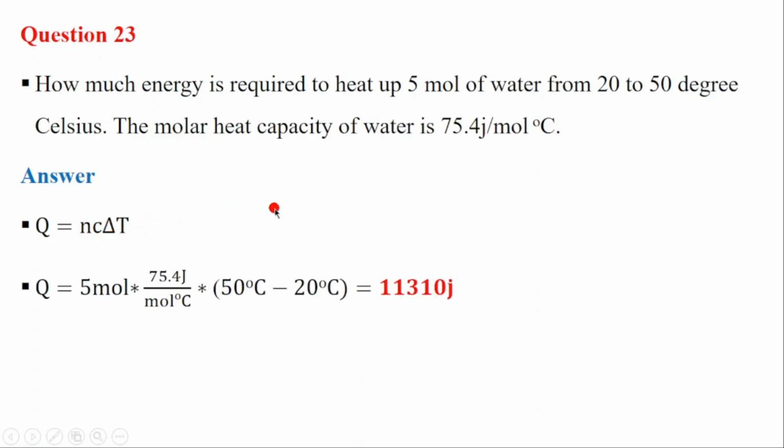We have 5 moles, we have the C, the molar heat capacity of the water, which was given as 75.4 joule per mole degrees Celsius, times the change in temperature, 50 degrees Celsius minus 20 degrees Celsius, and we get 11,310 joule as the energy required to heat up 5 mole of water from 20 to 50 degrees Celsius.